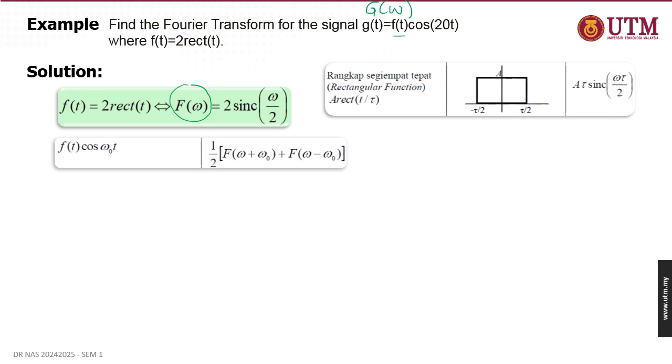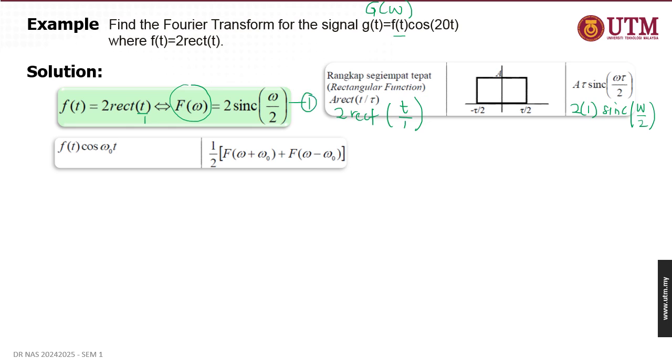In this case, for the rectangular function, it produces a function in the frequency domain. So compare the given equation with the one in the table. You have 2 rect(t over tau), in this case t over 1, so your tau is 1. Okay, so in this case it will produce capital A is 2, tau is 1, a sinc function of omega tau over 2, with tau equal to 1. So this is equation 1.